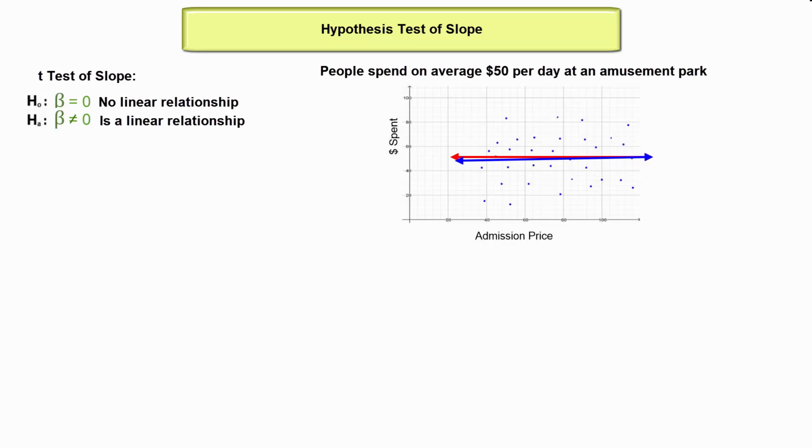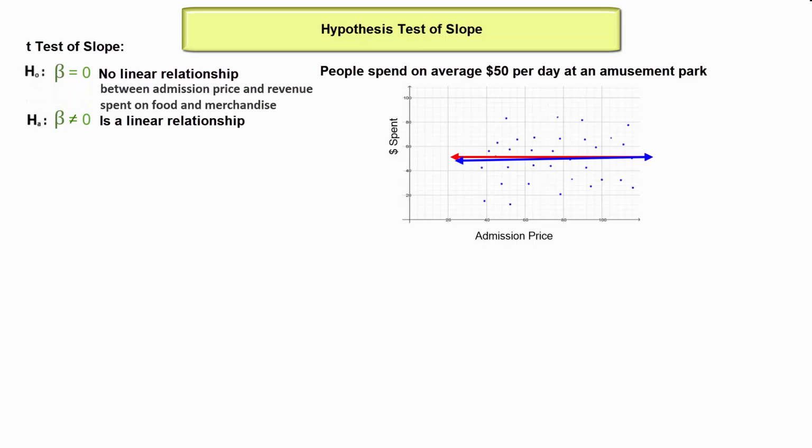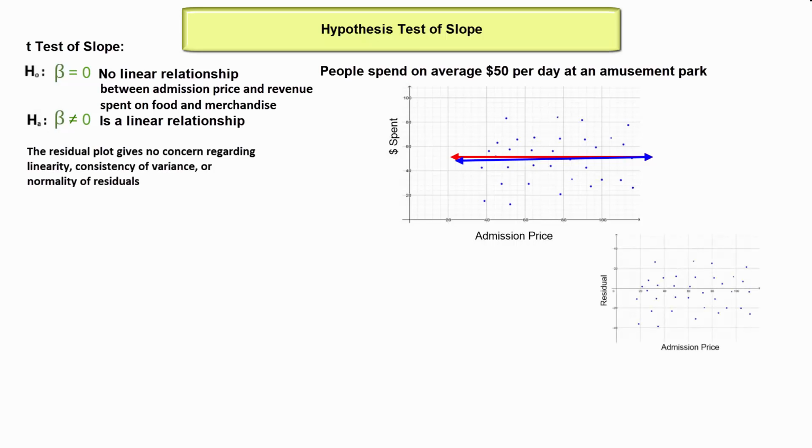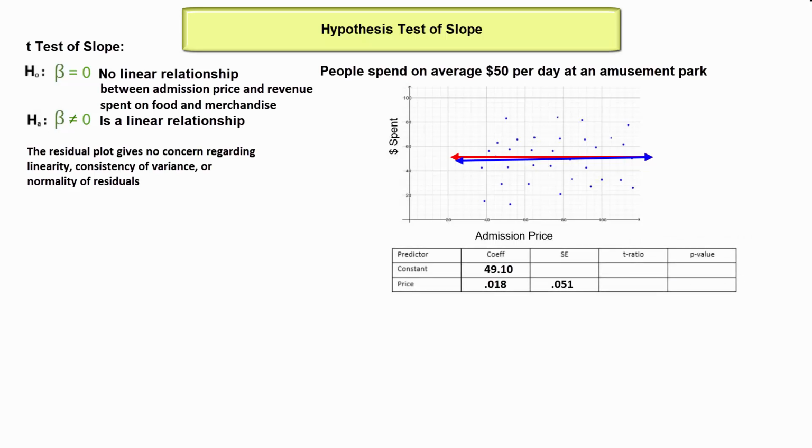Here's how the test is run to determine this. This is a t-test on the slope of the regression line. The null is that there's no linear relationship between admission price and revenue spent on food and merchandise, and the alternative is that there is a linear relationship. The residual plot gives no concern regarding linearity, consistency of variance, or normality of residuals, and AP is going to provide us the standard error of the slope like they would in a table such as this.